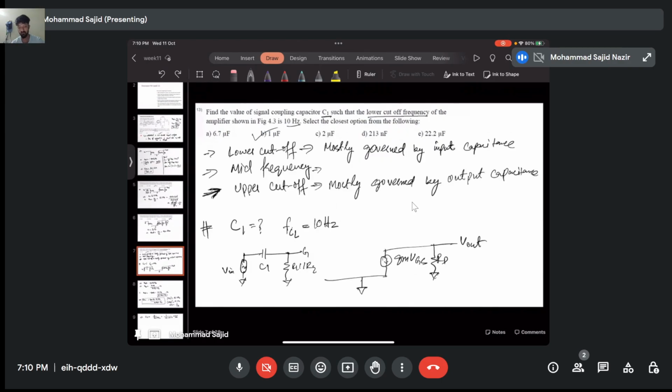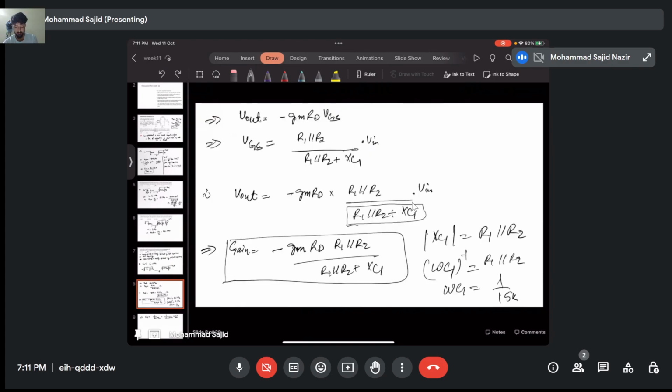Okay, so we will see about this mid frequency. We will see in the next session. We will see some questions related to the other capacitors that may determine your upper cutoff frequency. All right. So this is how you should be. You should be able to now derive the gain using the capacitors as well.